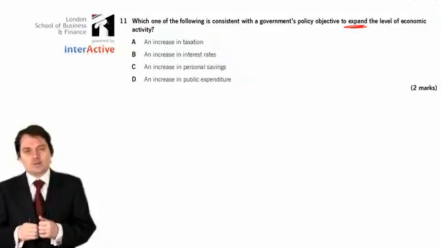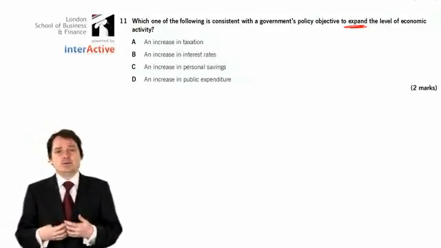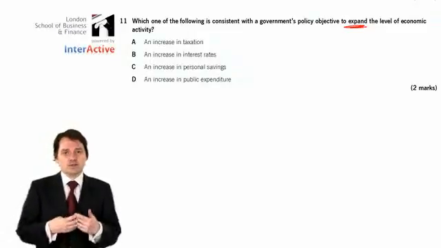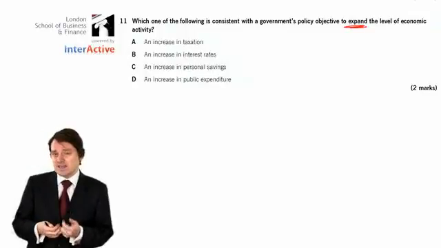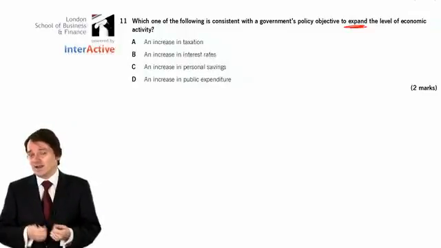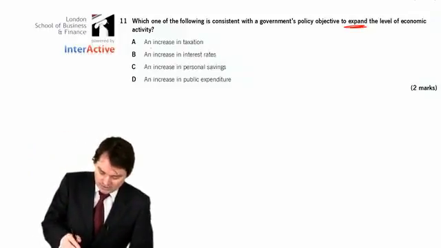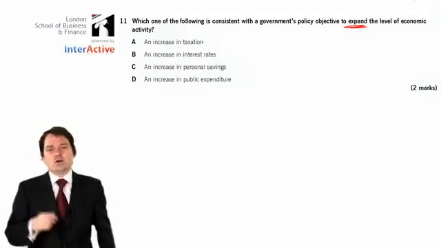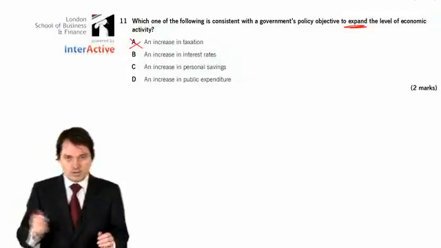Expanding the level of economic activity basically means more money, people spending more. So hopefully when we look at these 4, 3 of them will be people spending less, and only 1 of them will be people spending more. Let's see what we've got. An increase in taxation. Well, if there's an increase in taxation, people have got less money. So A's got to be wrong.